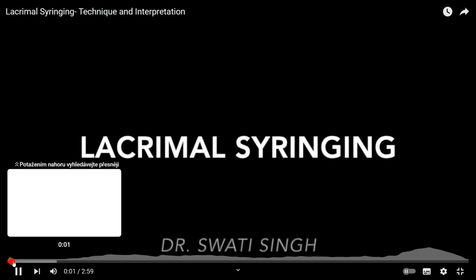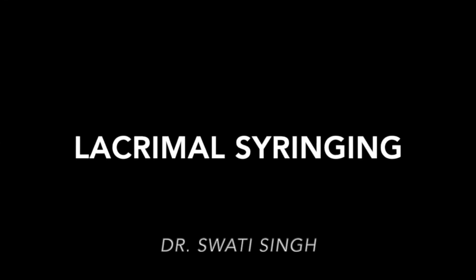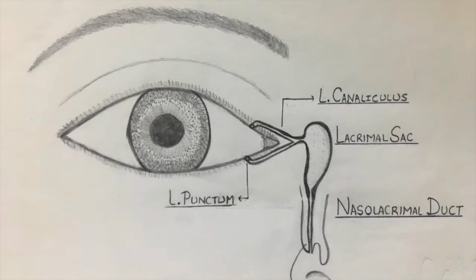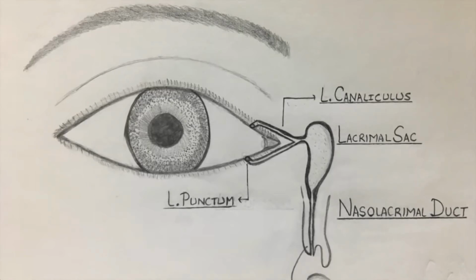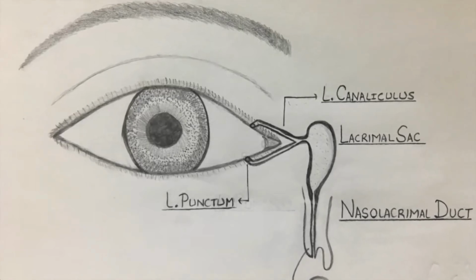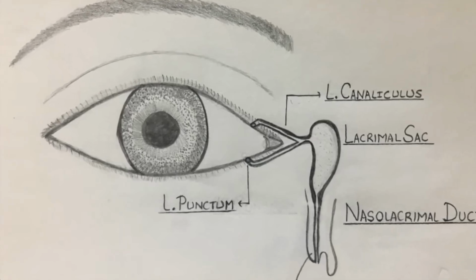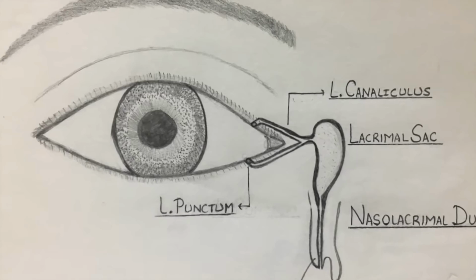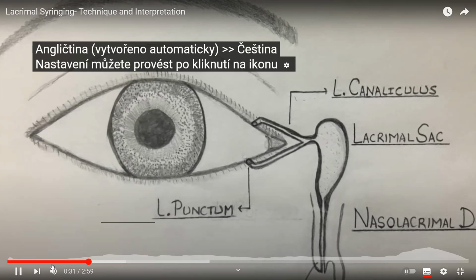This video demonstrates one of the commonest OPD procedures performed for evaluating lacrimal drainage pathways. Tears drain from eyes into the nasal cavity via lacrimal system passing through lacrimal punctum, canaliculi, sac, and nasolacrimal duct. Lacrimal syringing is an examination technique for evaluating the patency of lacrimal drainage pathway.